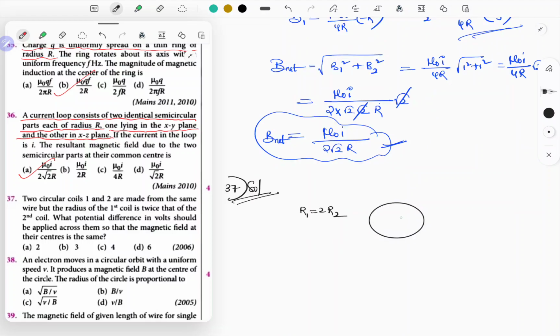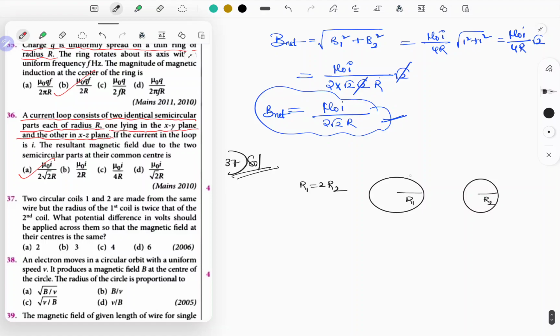So one is of radius R1, this is greater, right? Okay, this is of radius R1. Another one is of radius R2. So let's say as this is a closed path, it is of potential V1 and this is of potential V2. And current flowing through them is, let's say, I1 and this is I2.